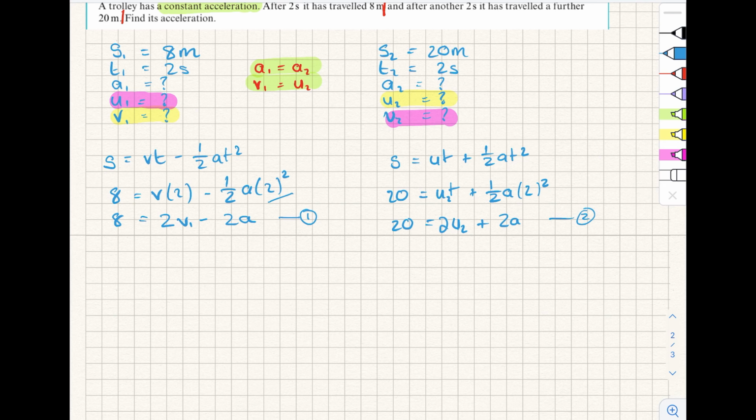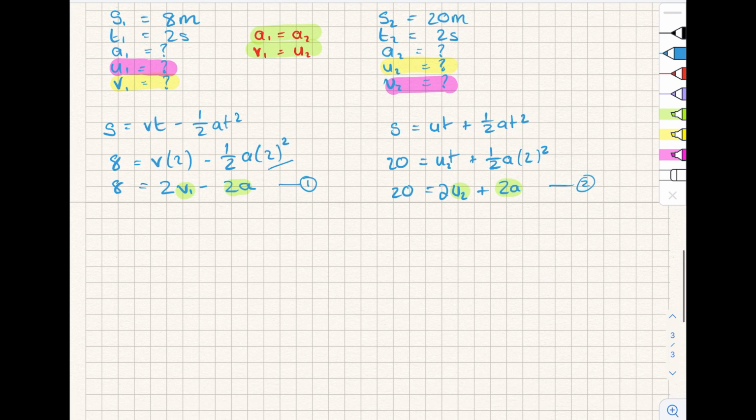Okay. So one very important thing now to remember is we said our acceleration must be the same, and we've also said that v1 is equal to v2, right? And so we can just simplify both our equations, right? Instead of saying v1 and u2, because they are the same, we're just going to call them both v for velocity. And so we have 8 equal to 2v minus 2a. This is equation 1. And I have 20 equal to 2v plus 2a.